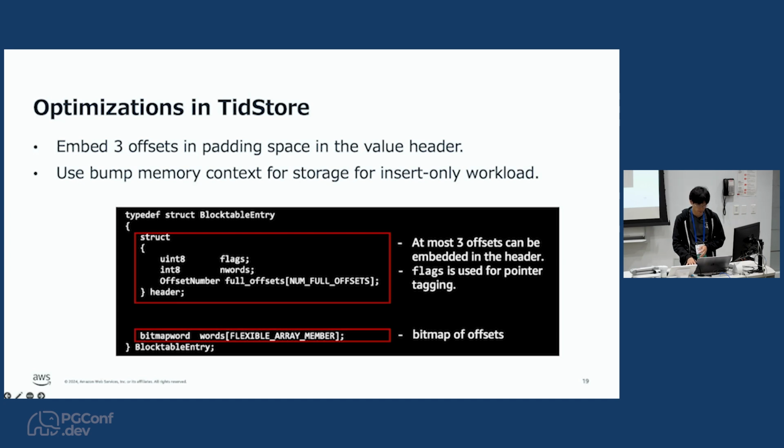So there is a parameter to specify whether or not we use bump memory context. And this is optional. By default, we use allocset memory context.